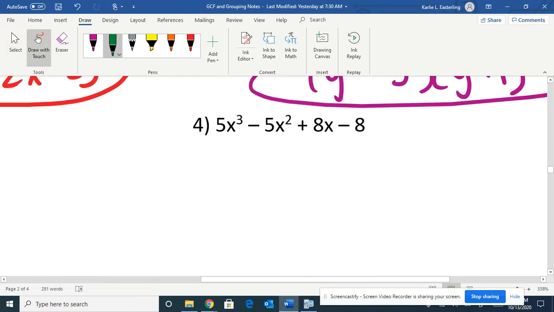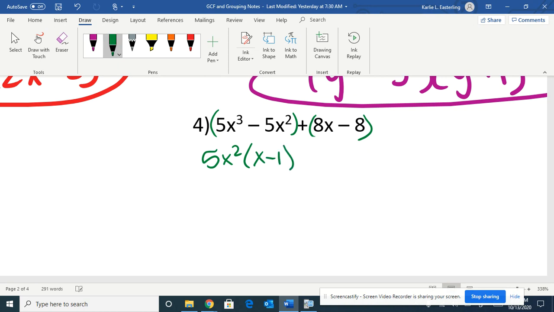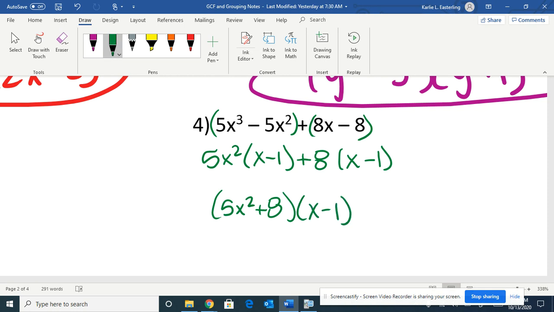And that is your final answer. On number 4, again I'm going to draw these parentheses up here because we have that plus sign between those two little sets. I can pull out a 5x squared out of the first one, and I'll be left with x minus 1. And I can pull out a positive 8, and I'll be left again with x minus 1, giving me my final answer, 5x squared plus 8 and x minus 1.